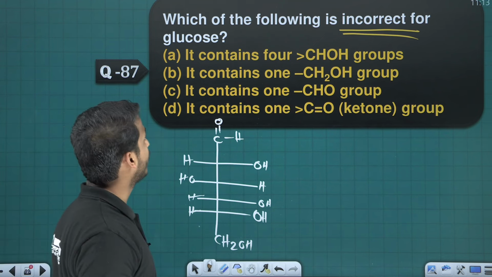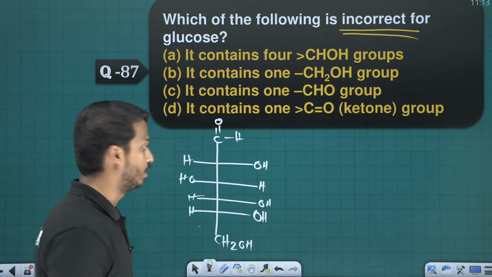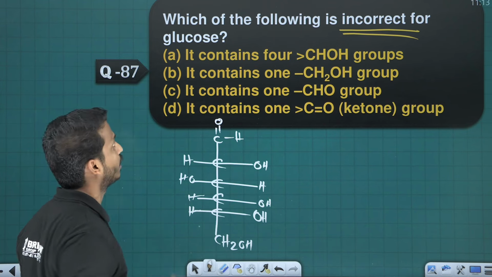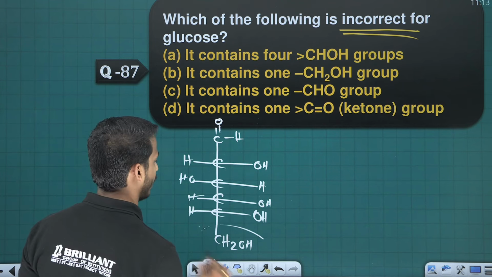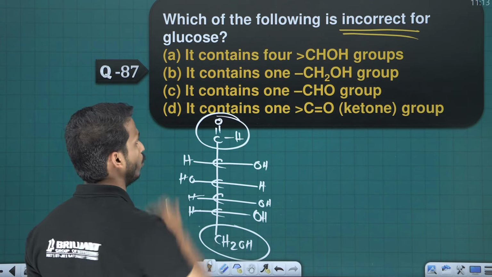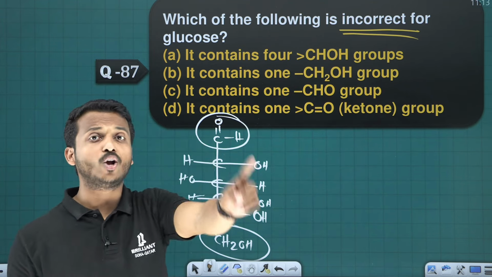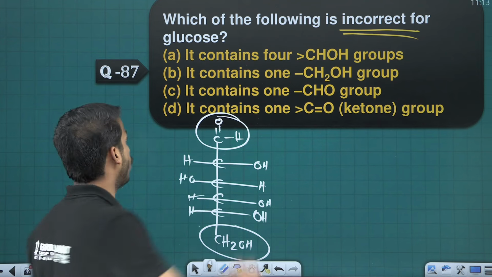Which of the following is incorrect? It contains 4 CHOH. Yes, CHOH, CHOH, CHOH, CHOH, 4 are there. It contains 1 CH2OH. Yes. It contains 1 aldehyde group. Yes. It contains a ketone? No. Glucose is an aldohexose. It contains aldehyde, no ketones. Option D.